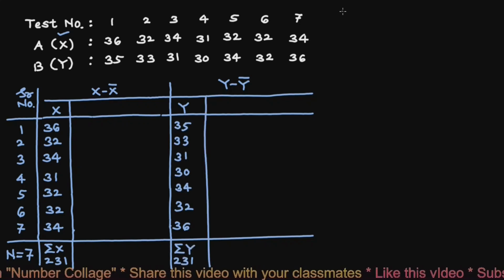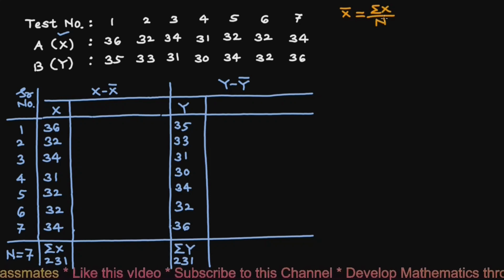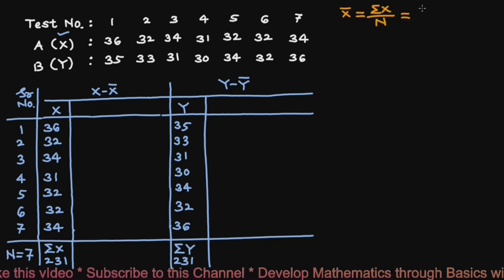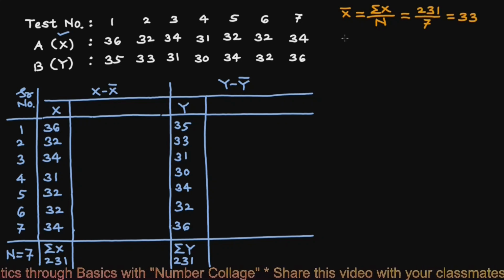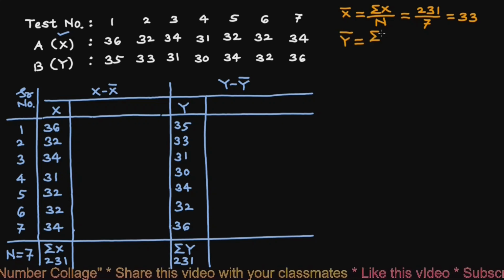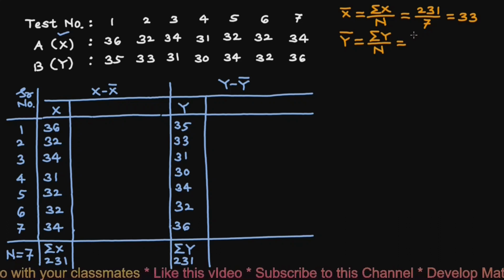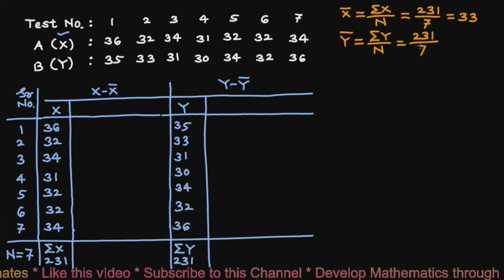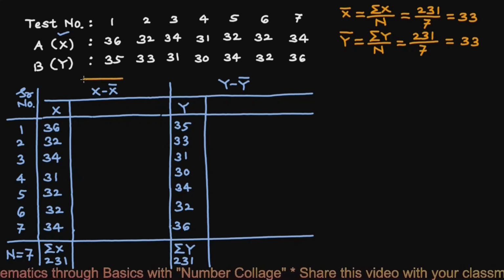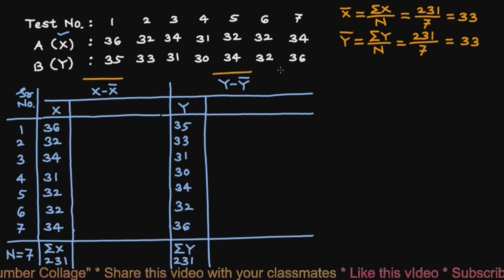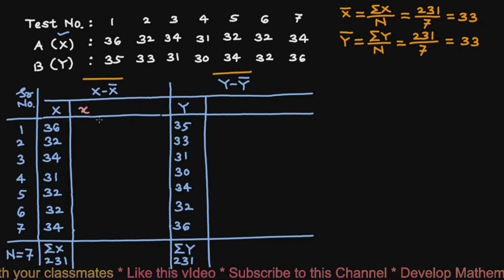Now we will find x bar, which is summation x upon the sum of frequencies n. Summation x is 231 upon 7, that will be 33. Mean y bar will be summation y upon the sum of frequencies n. Summation y is 231 upon 7, that will be 33. Now we will find x minus x bar and y minus y bar. We write x minus x bar as small x.